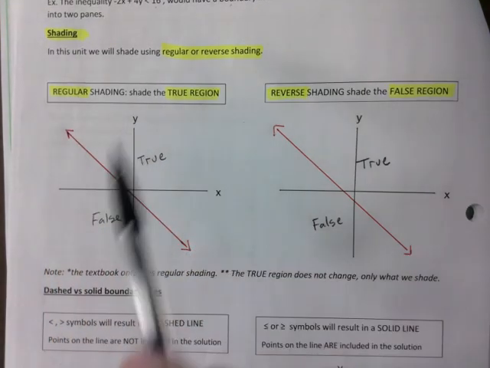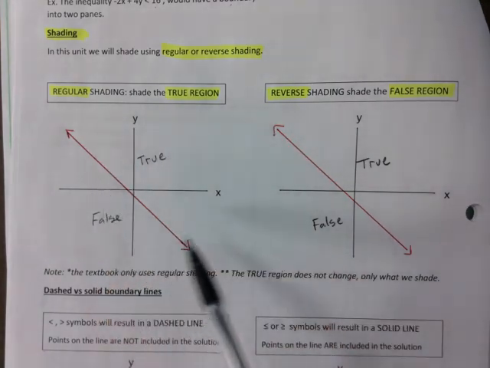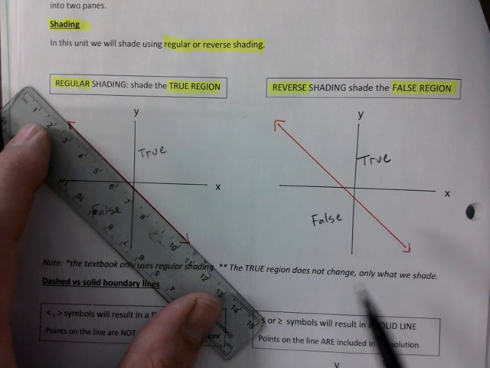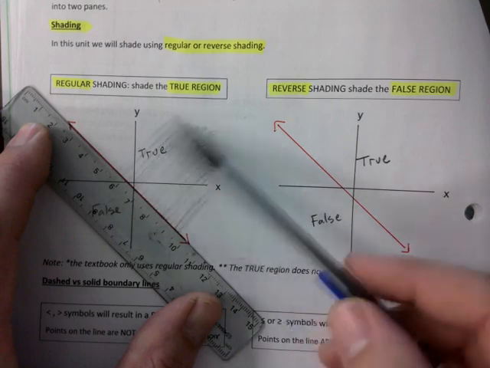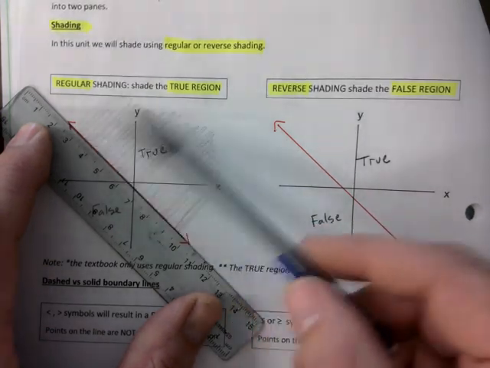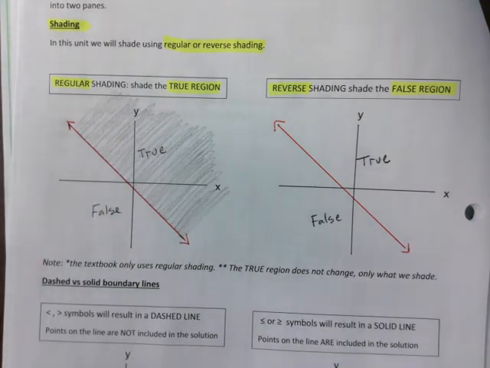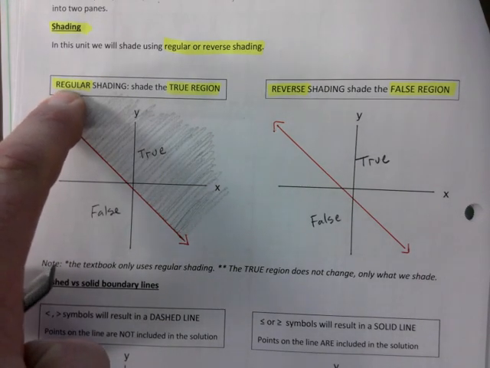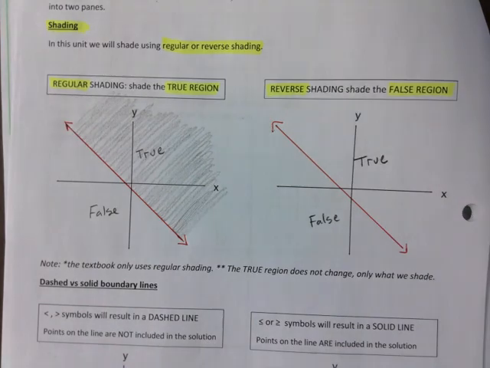So regular shading, we would be shading the true region, which in this case we can tell is above. So my trick is put the ruler right along the line and then just lightly, you don't have to go crazy here, okay? Just lightly shade that region. So everything above the line is going to be shaded, and because in this case we use regular shading, we shade the true region. If it's reverse shading, we're going to shade the false region.